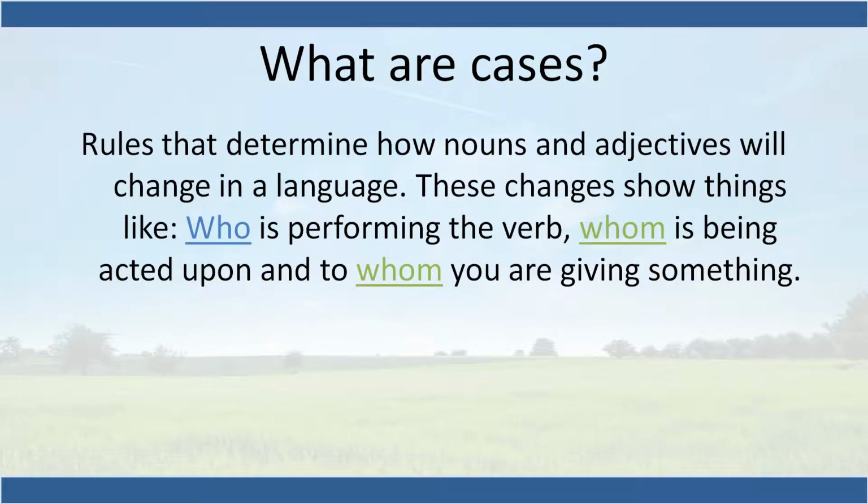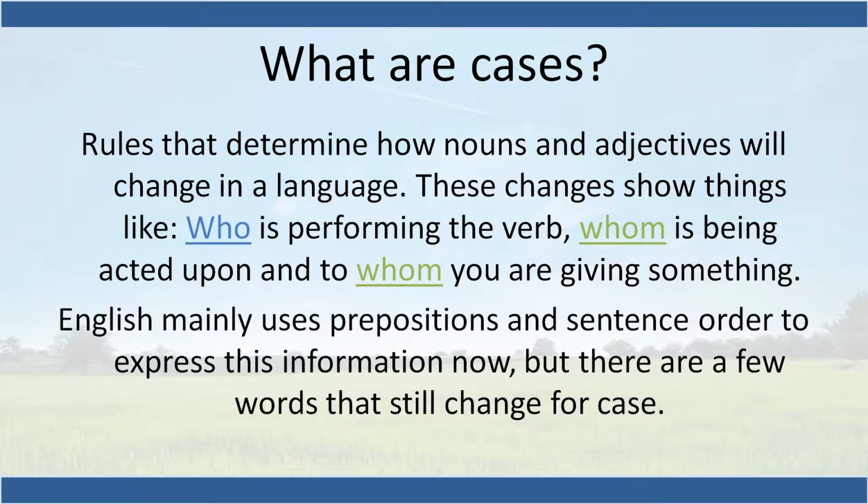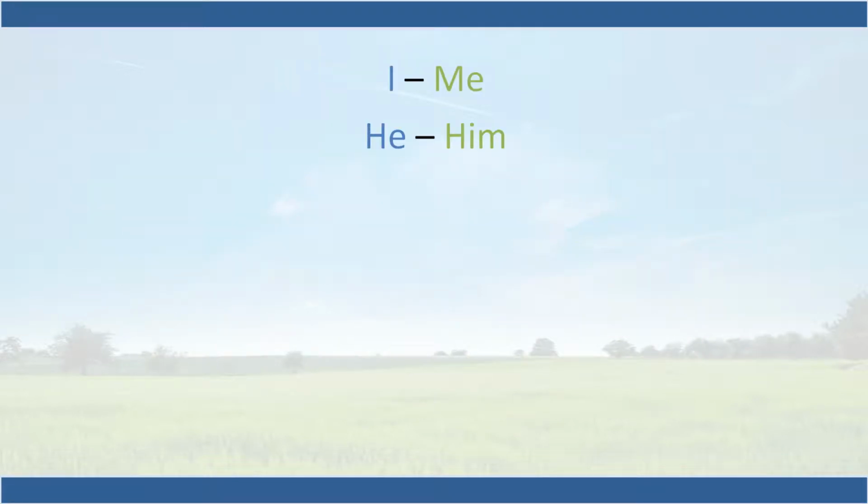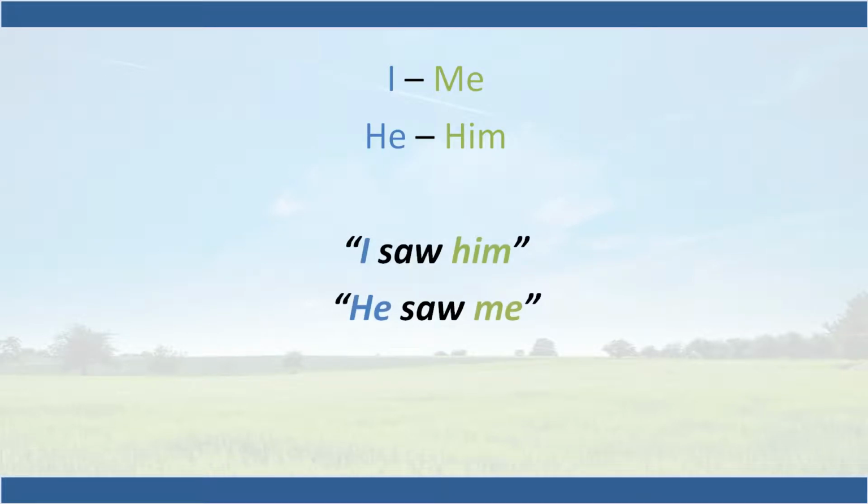English mainly uses prepositions and sentence order to express this information now, but there are a few words that still change for cases. For example, the words who and whom, highlighted above. I, me, he, him. I saw him, he saw me. The one performing the verb will be I and he, and the one being acted upon by the verb will be him and me. In other words, the subject and the object.